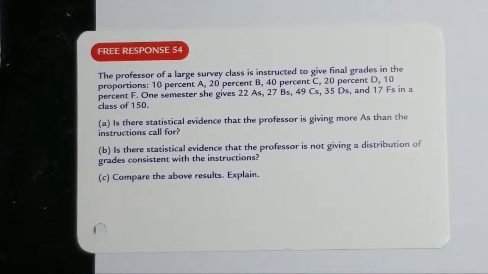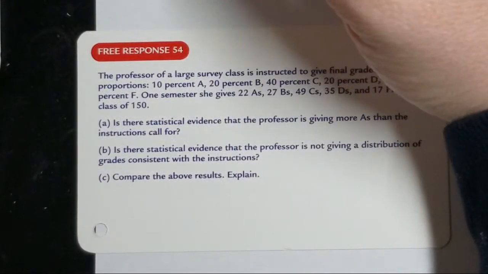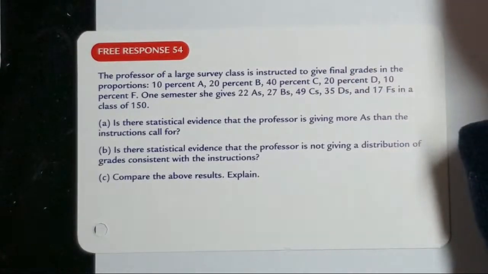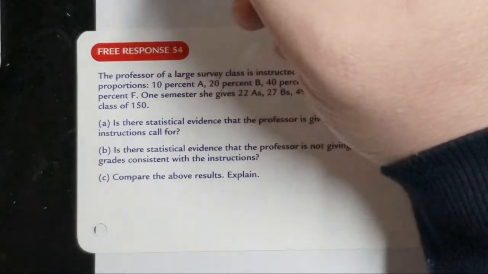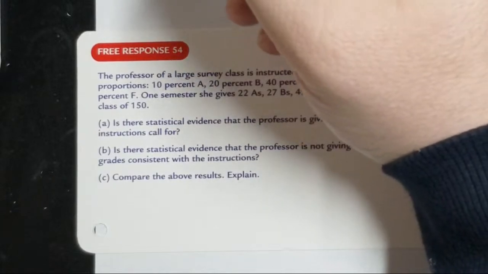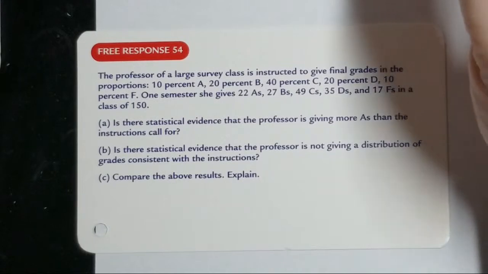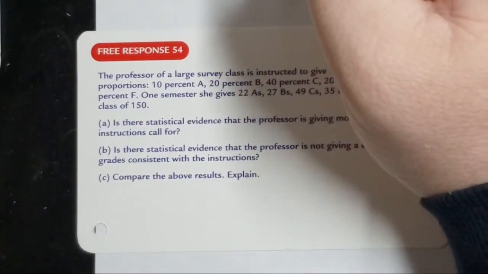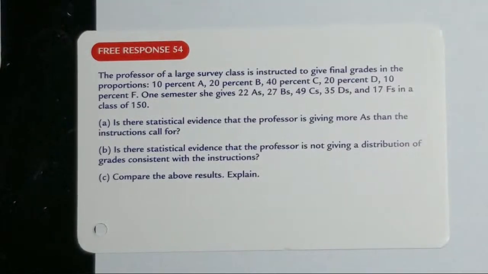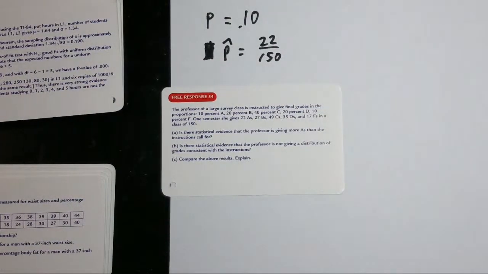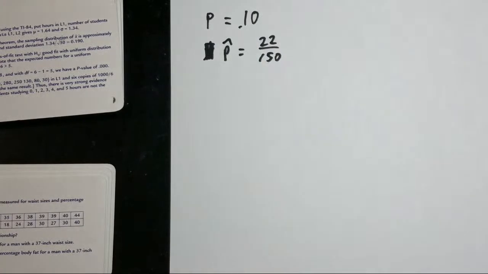Is there statistical evidence that the professor is giving more A's than the instructions call for? Well, I'm going to write down some information above the card, and then I'm going to zoom out in a moment. They are expecting 10%, and not X bar, P hat is giving 22 A's out of 150. Okay, let me zoom back out for a second. Come on, little thing. Okay, you're not zooming out the way that I want you to. There we go, much better.